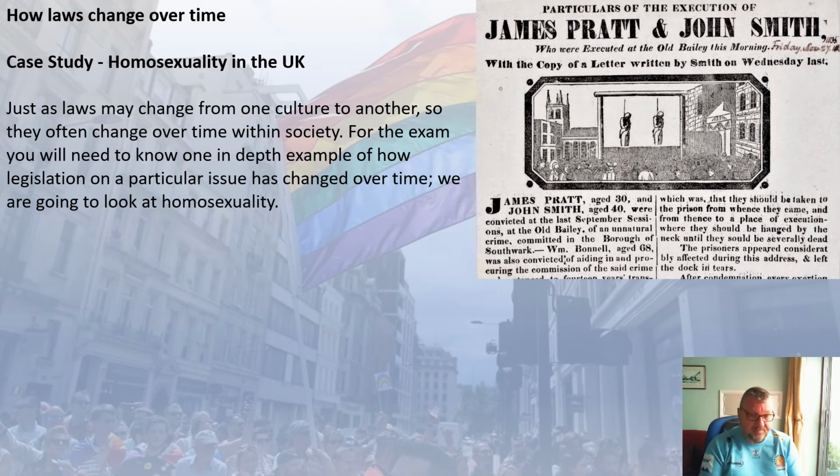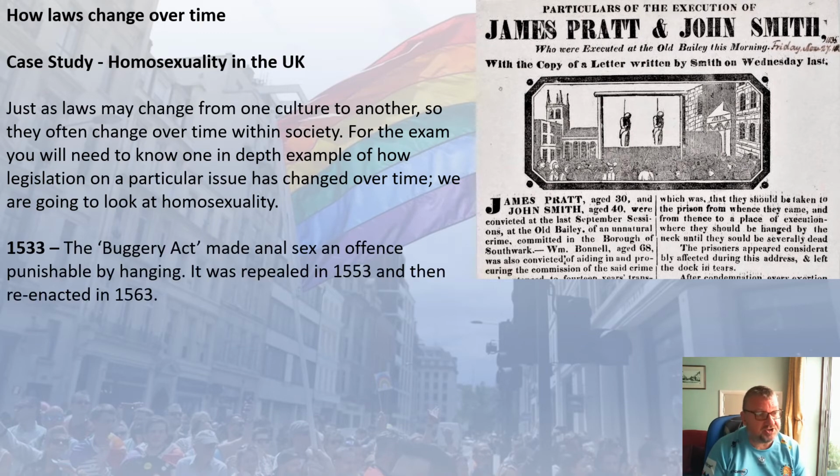Okay, so let's have a look at homosexuality in the UK, a history of the legislation. And we start in 1533. Prior to 1533, technically homosexuality wasn't illegal. Cases were dealt with by ecclesiastical courts, church courts, but it wasn't against the law of the country. But in 1533, the Buggery Act was introduced, and that made anal sex an offence punishable by hanging. So 1533, that would have been during the reign of Henry VIII.